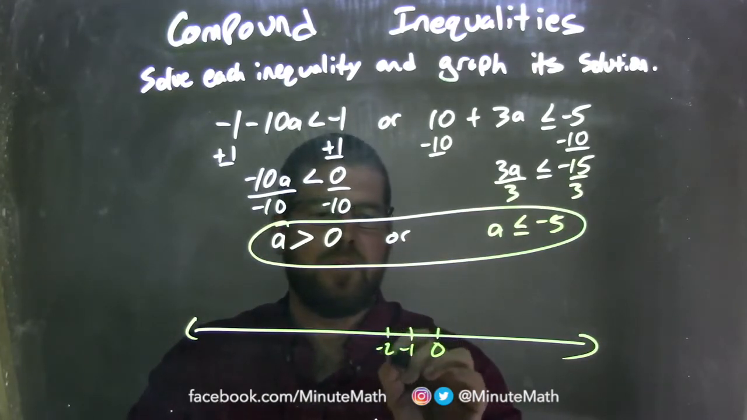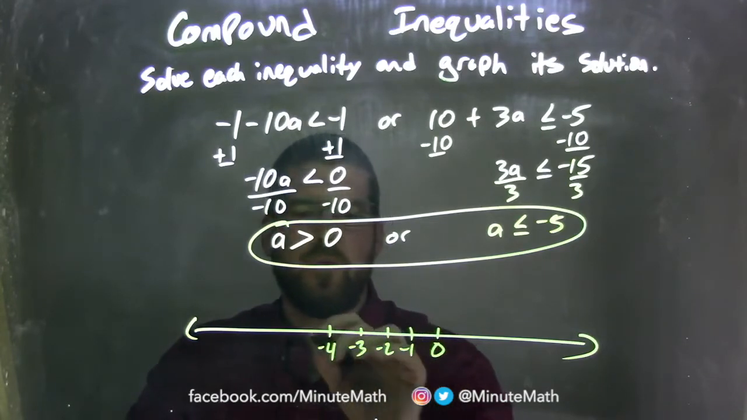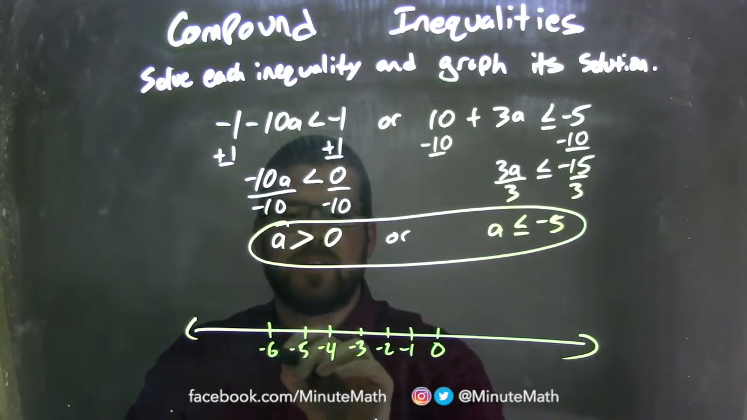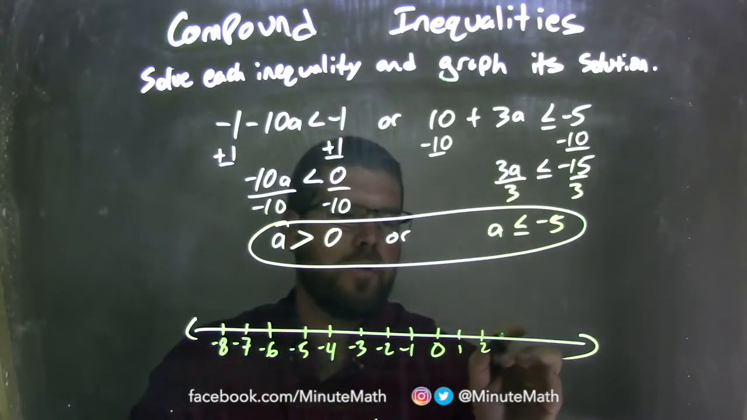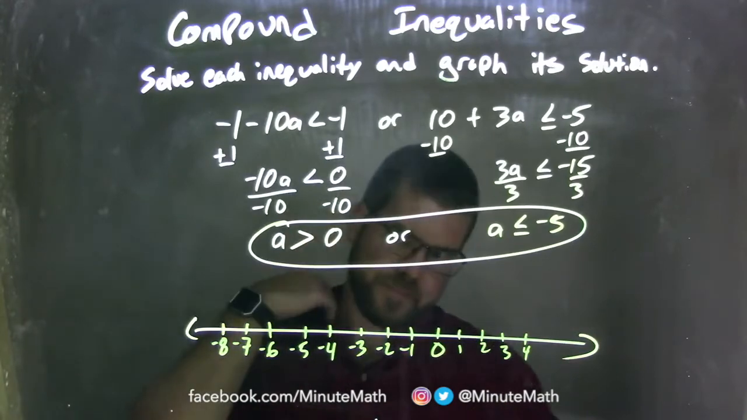Negative 1, negative 2, negative 3, negative 4, negative 5, negative 6. It's not that even, sorry. Negative 7. Not really, sorry. 1, 2, 3, 4. Okay.